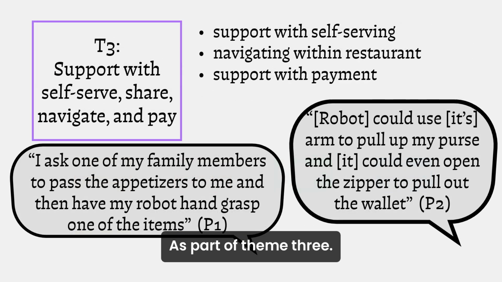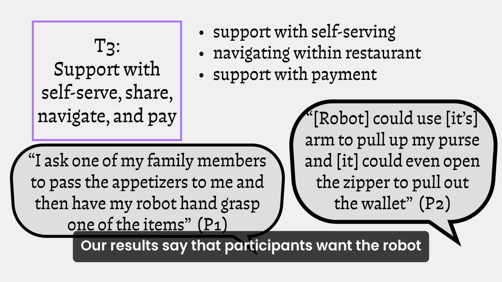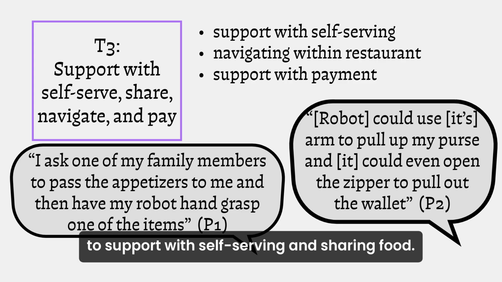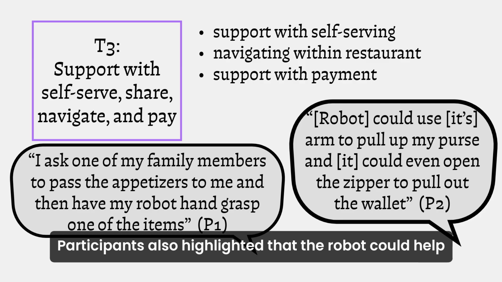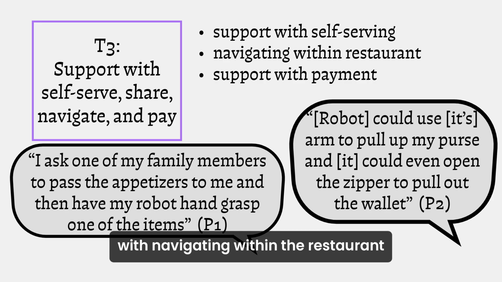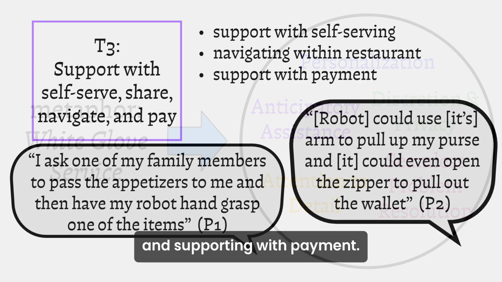As part of Theme 3, our results say that participants want the robot to support with self serving and sharing food. Participants also highlighted that the robot could help with navigating within the restaurant and supporting with payment.